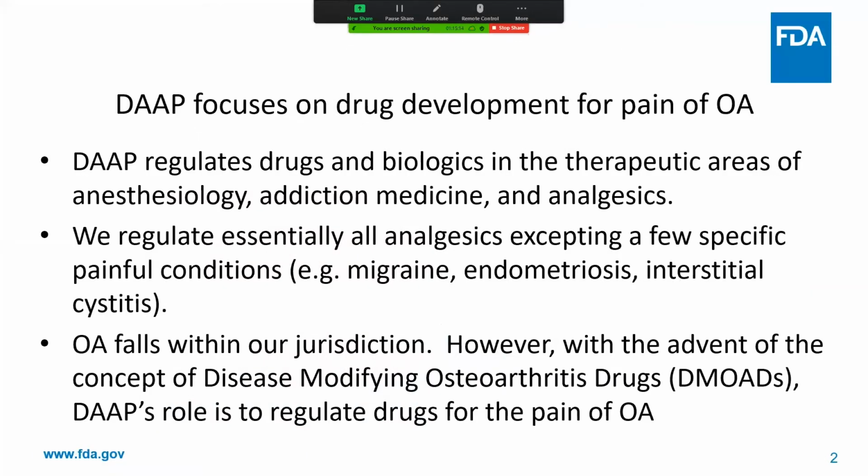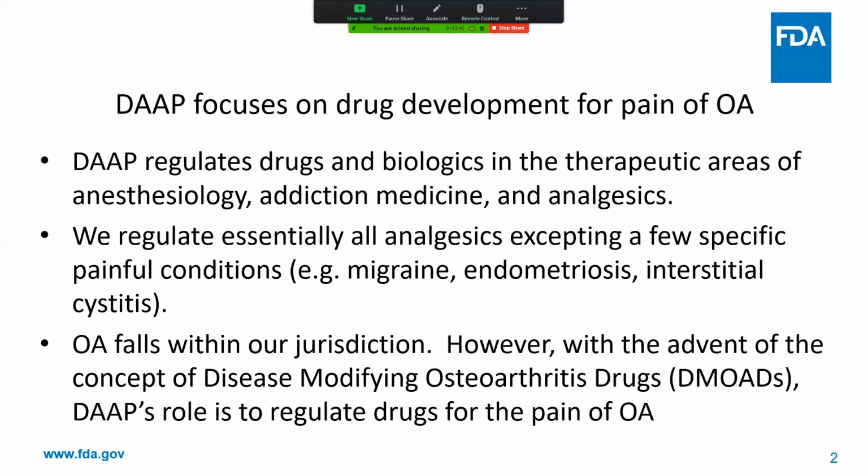therapeutics. As I alluded to before, FDA divides regulated products into broad domains, such as human drugs, medical devices, biologics such as cellular and gene therapies, food, veterinary drugs, and tobacco. My organization, DAP, regulates human drugs and therapeutic proteins, including monoclonal antibodies. We cover three areas: anesthesiology, medications for the treatment of addiction, and analgesics.